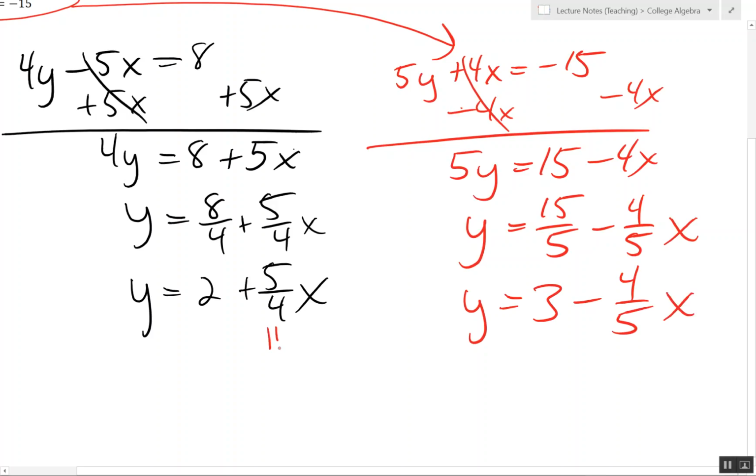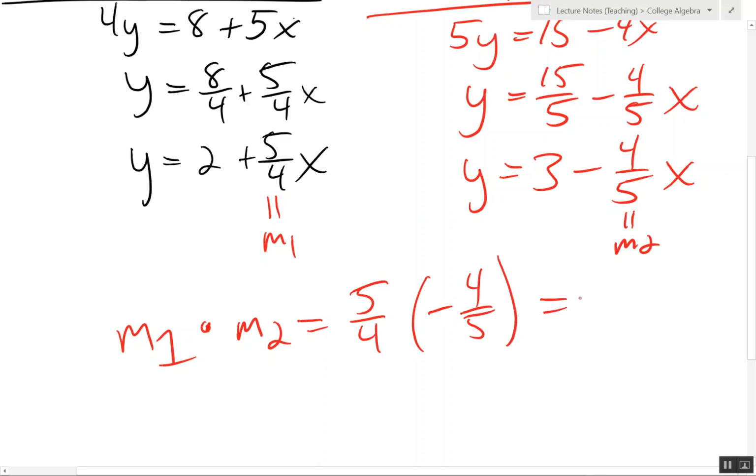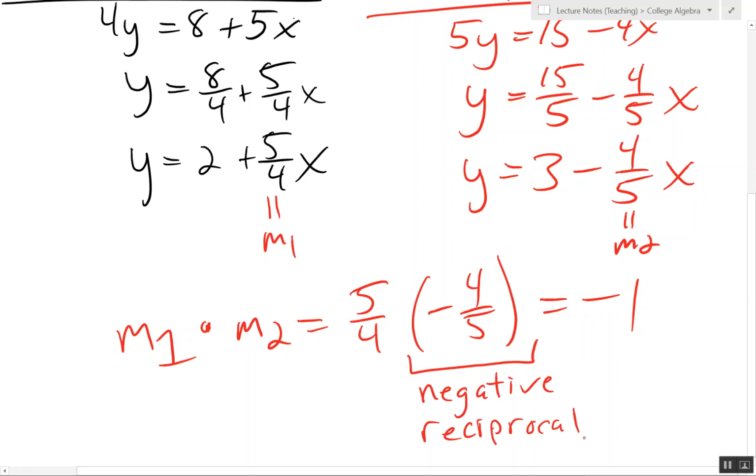So we're going to call this M1. We're going to call this slope M2. And so M1 times M2, well, this is going to be 5/4 times -4/5, and that certainly equals -1. So note this. When you have two fractions that multiply to be -1, this is called the negative reciprocal. And so basically, the idea behind perpendicular lines is that their slopes are negative reciprocals of one another. You just flip them over.